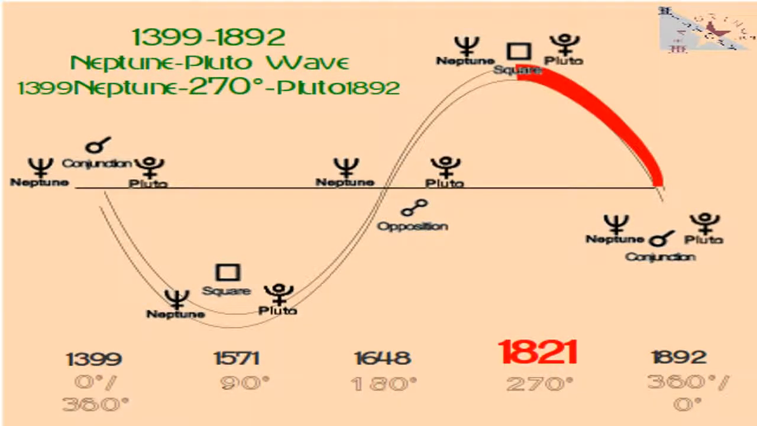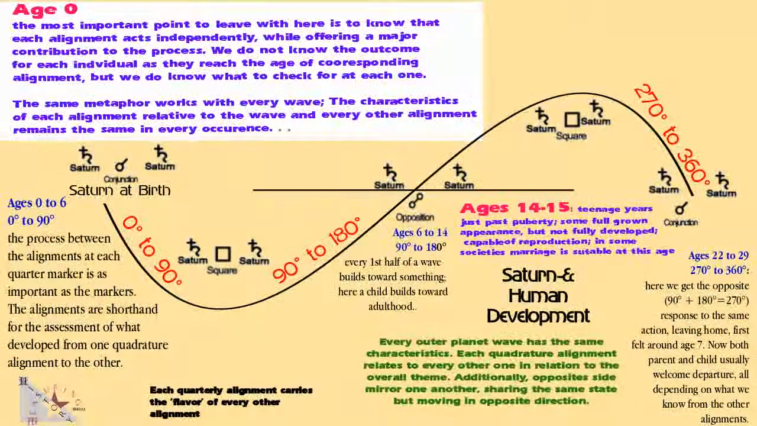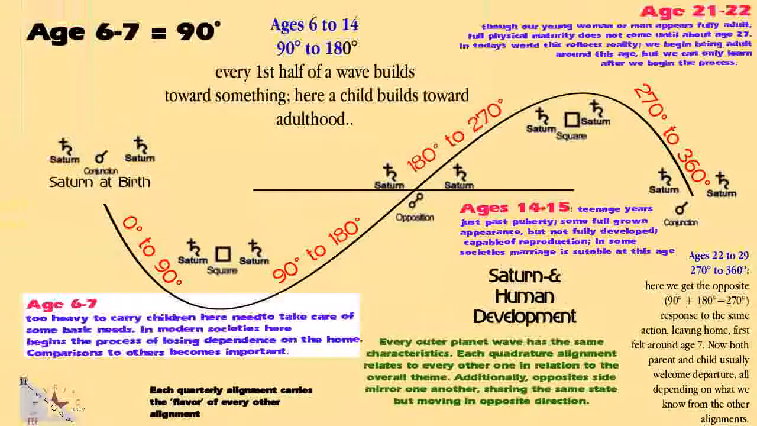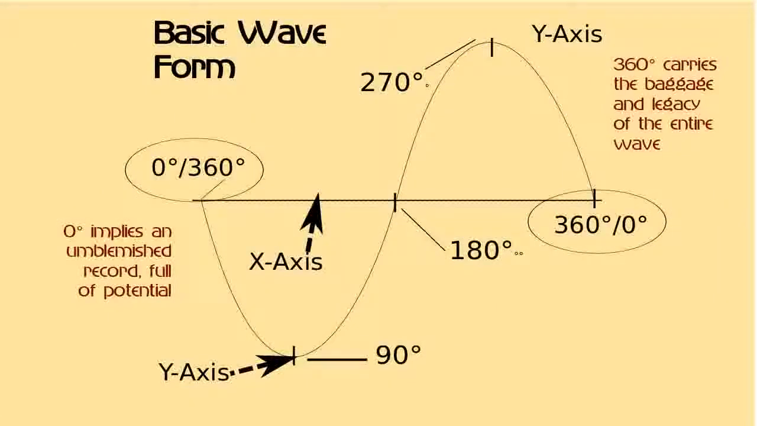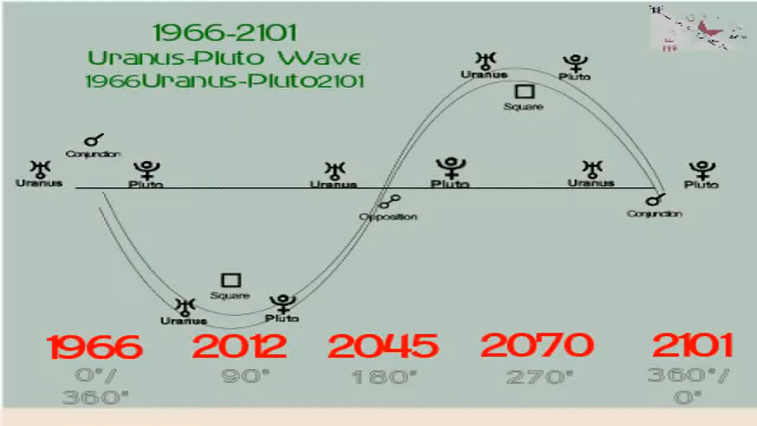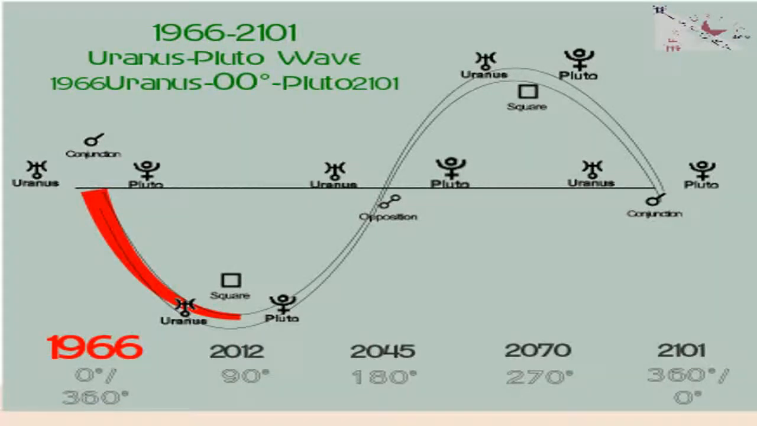So whether it's a Neptune-Pluto wave of 495 years, or a Uranus-Neptune wave of 172 years, or a Saturn-Pluto wave, which varies between 31 and 38 because of Pluto's eccentricities, the structure of the wave is always the same. There's always going to be 0, 90, 180, 270, 360, and they always have the same relationship. The angles have the same relationship across time to the overall wave, and then to every other quadrature alignment.